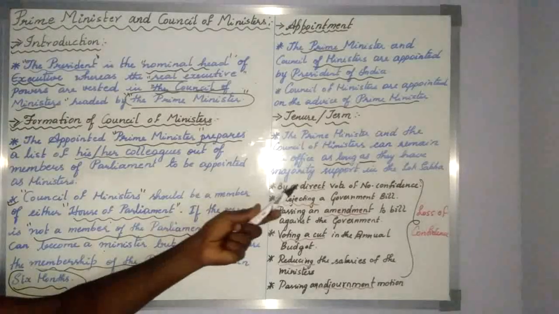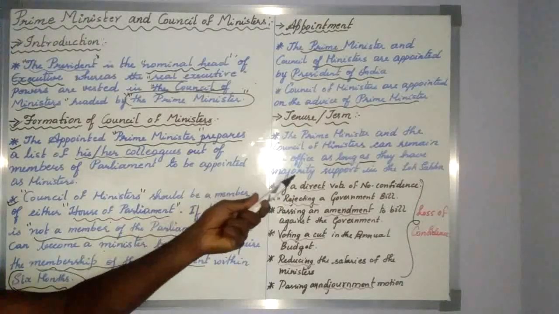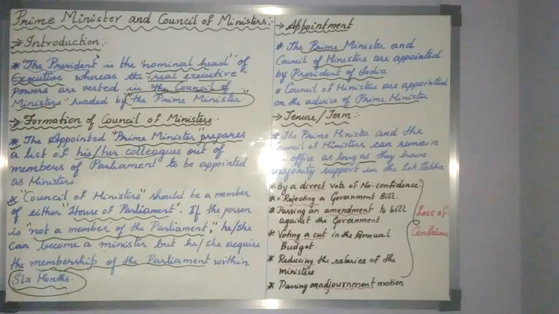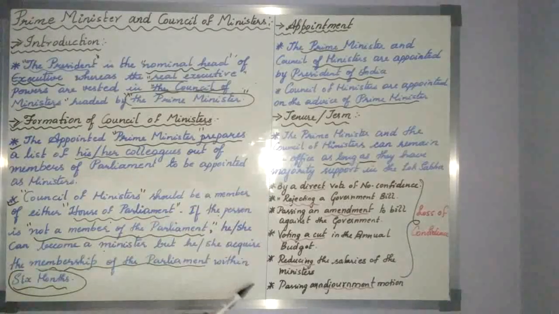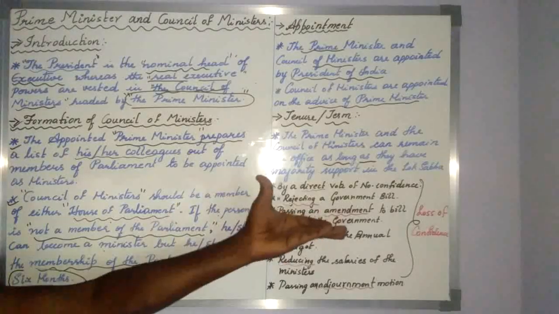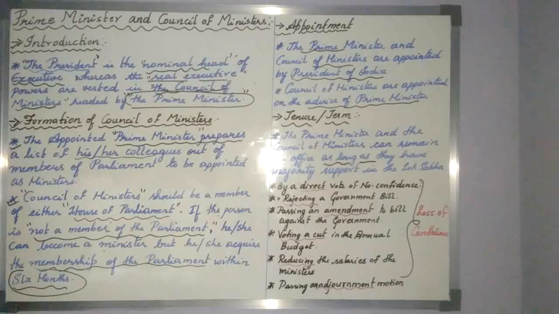Okay, so what makes them resign when they lose the majority support? Here are some of the reasons where the loss of confidence in the Prime Minister and Council of Ministers can take place. One is a vote of no confidence. When it is passed, the ministry has to resign. When a vote of no confidence is expressed, that means they don't have majority support, and they have to resign.